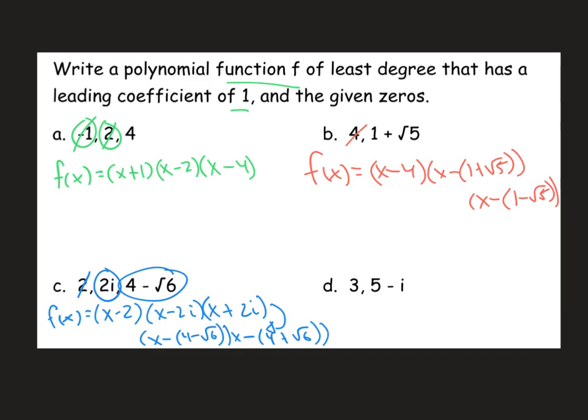All right, last one. F of x equals x minus 3. And then we have the 5 minus i, so we have x minus 5 minus i. And of course, if 5 minus i exists, then that means that 5 plus i exists. They cannot exist without each other. And that's going to be an x minus 2. And there's our 3 factors.